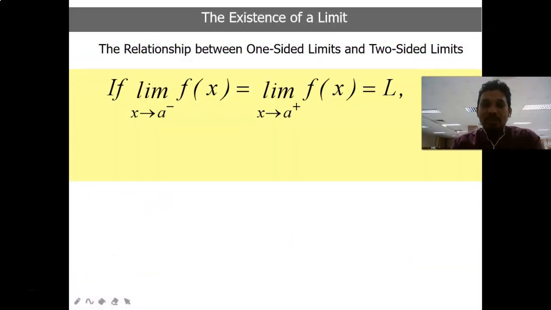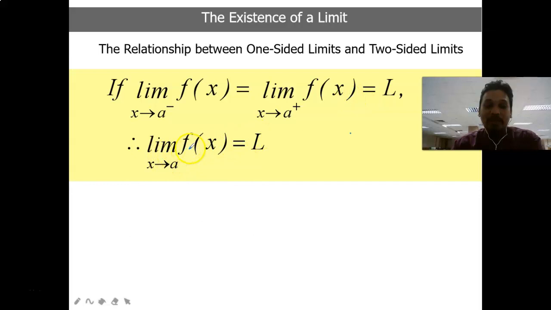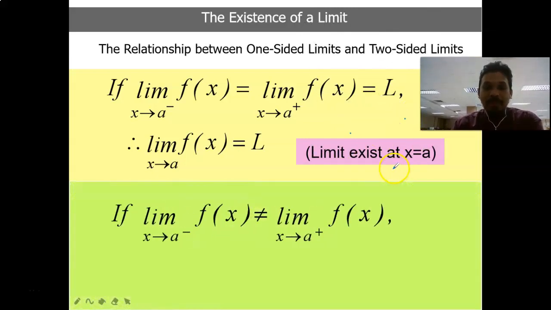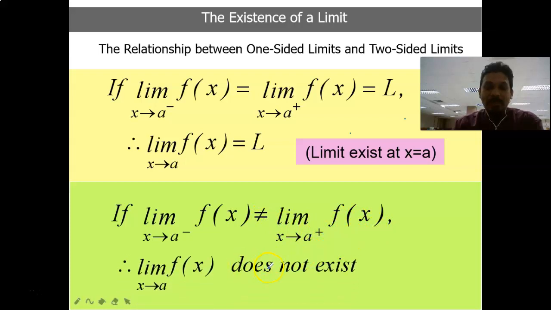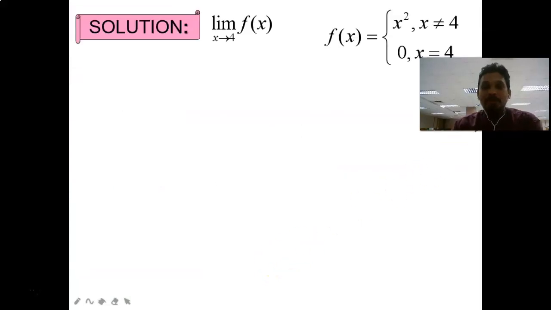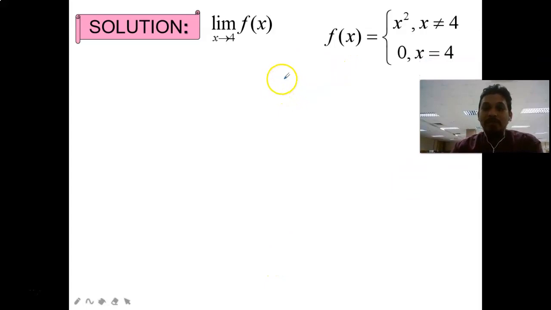So, the relation between one-sided and two-sided limits. When the limit of f(x) as x approaches a from the left and from the right both equal L, then the limit of f(x) as x approaches a equals L, and the limit exists at x equal to a. If the limit of f(x) as x approaches a from the left is not equal to the limit as x approaches a from the right, then the limit does not exist. Now, the solution.